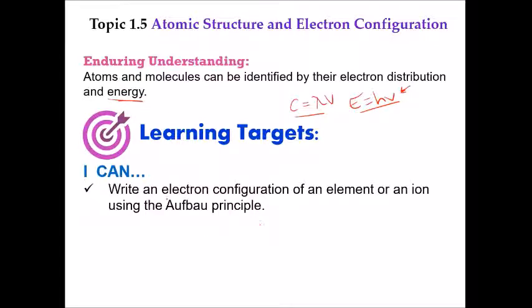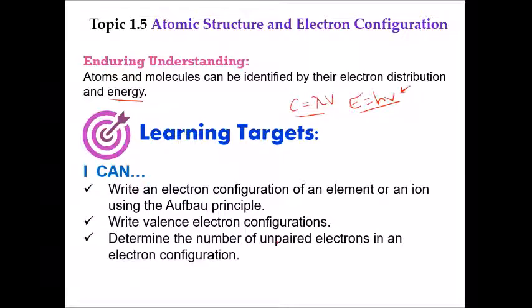But today you should be able to write an electron configuration of an element or ion using the Aufbau Principle. Write valence electron configurations and determine the number of unpaired electrons in an electron configuration. So we'll be touching on how to read those as well.